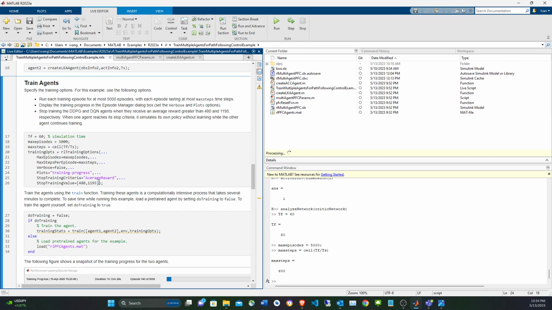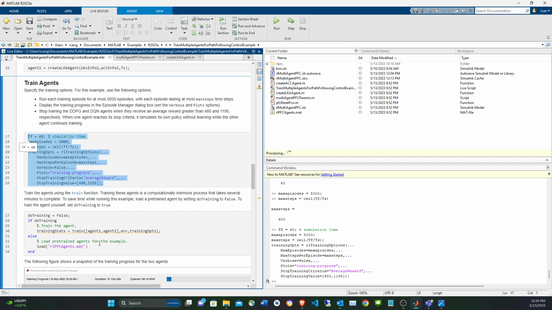And notice that now that we're training 2 agents at the same time, everything is in pairs. So when we specify the average reward to stop training the 2 agents, we're going to specify first that the acceleration agent is going to stop when the reward is 480, and the second agent is going to stop when the reward is 1195. So that's in the options, and also in the training we have to pass the agents in the same order: agent 1, agent 2, plus the training options and the environment. So that will start the training.